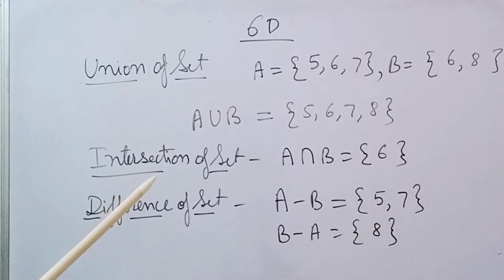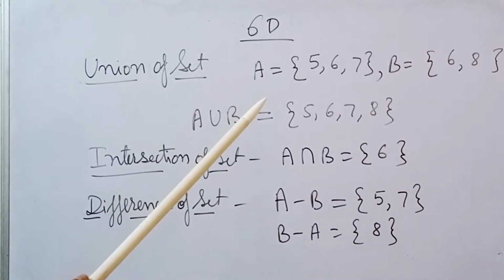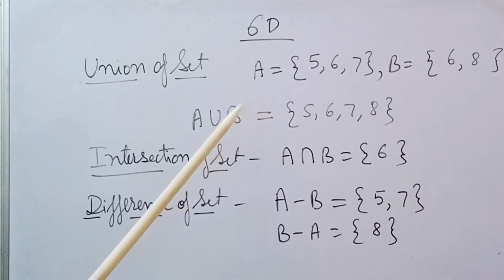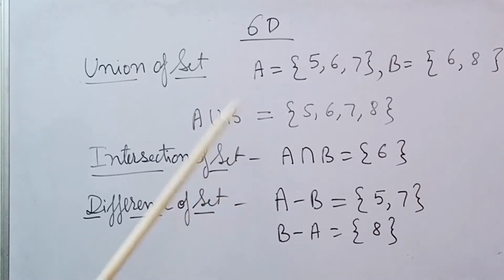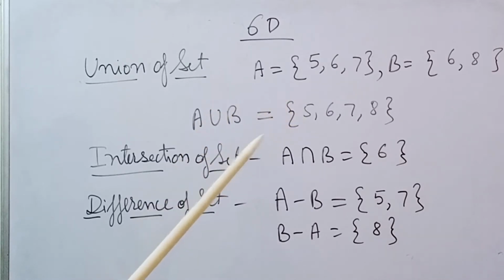Intersection of set. A intersection B equals 6. Why do we take the 6? Because 6 is in both. That is common. So A intersection B will be the elements that are common in both A and B.